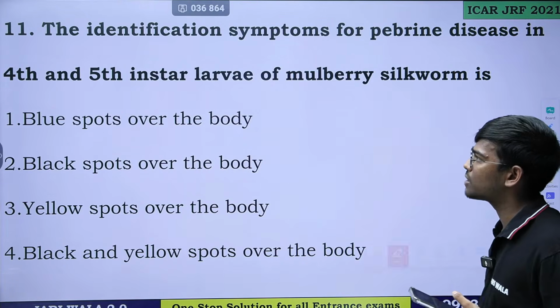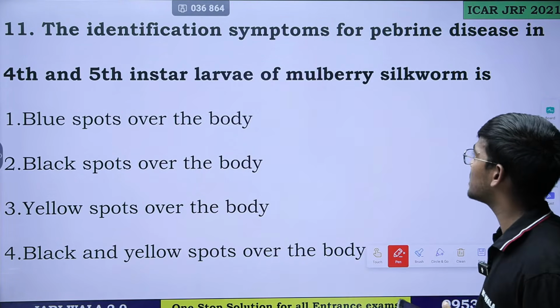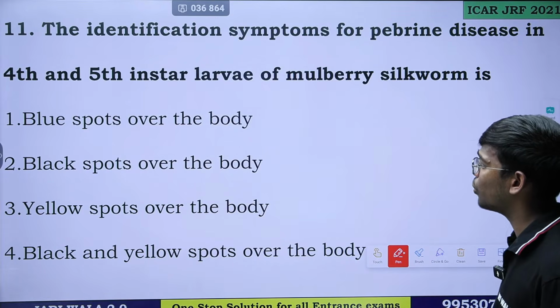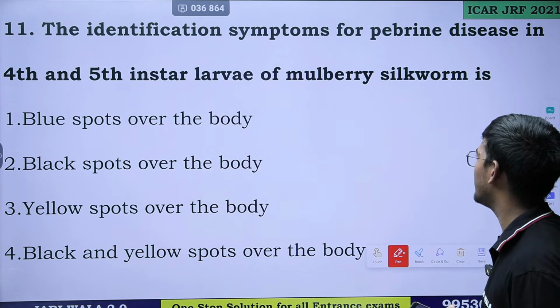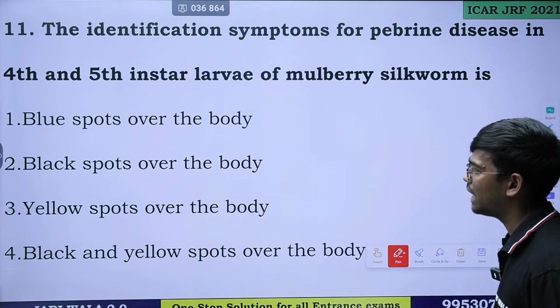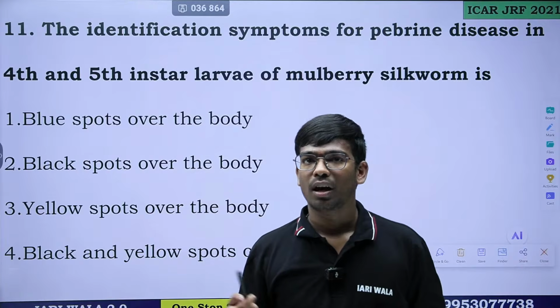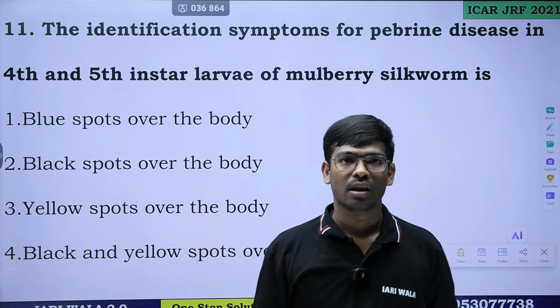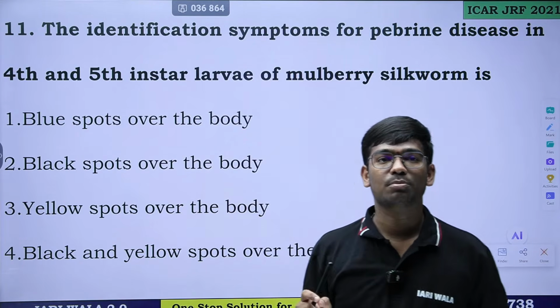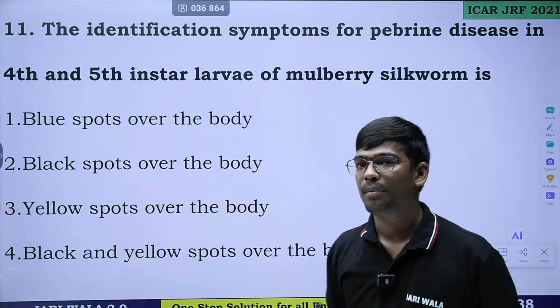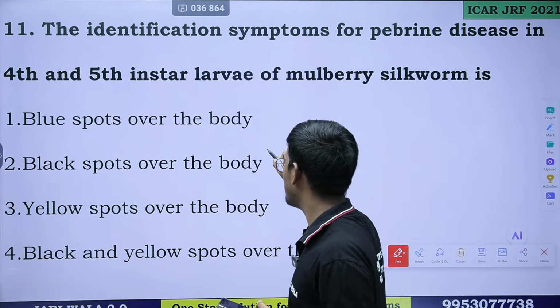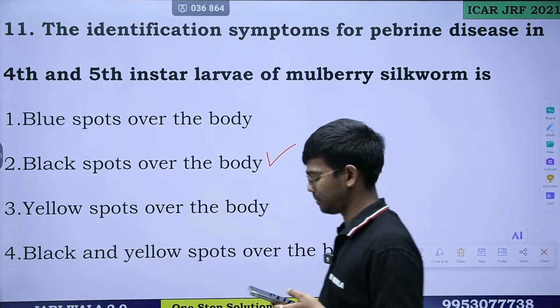While coming to the next question, the 11th one: the identification symptom for pebrine disease in the 4th and 5th instar larva of mulberry silkworm is. I said pebrine disease is caused by a protozoan, and it is called pepper disease or corpuscle disease. Usually the spots will be black in color. So here the answer is black spots over the body.